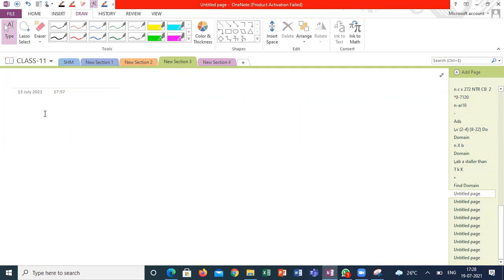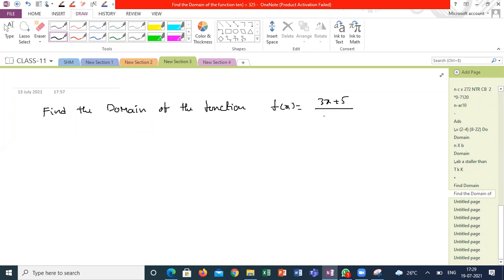One more question. Find the domain of the function where f of x is equal to (3x plus 5) divided by (7x minus 3). I'm giving this as an exam point of view question for board level. Can anyone solve this question? Guys, please find the domain of this function.